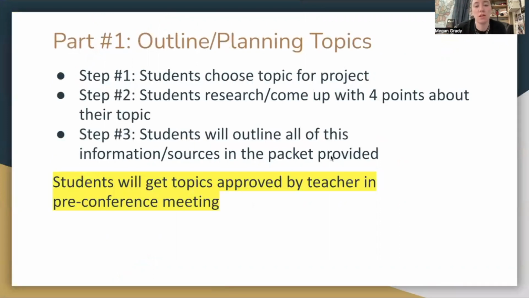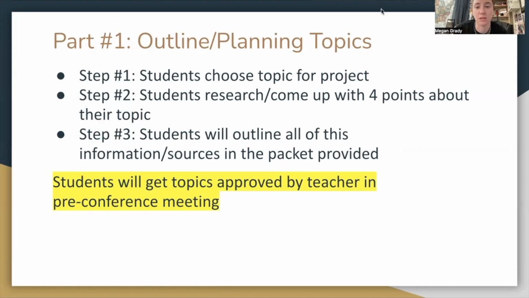So for part one, you will have an outline that looks like this, okay? And you will plan out whatever topic you choose, right? Step one, choose your topic that you're going to be researching, make sure it's something that you're interested in, that you're passionate about. Step two, you will research and come up with 4 points to support your topic. And then step three, you will outline all this information and sources in this outline packet.